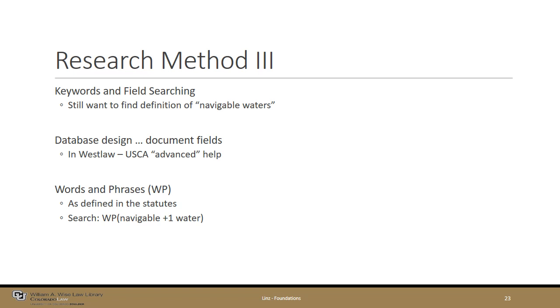We've already talked about how we can search for terms within fields, and we did that by looking for the word definition within the caption field. Peculiar to definitions, though, there's an additional field which is useful. It's called the words and phrases field, and this is a Westlaw field. It allows you to look for where terms are defined in the statute. Let's see if we can run this search, WP, which is the words and phrases, searching for navigable +1 of water.